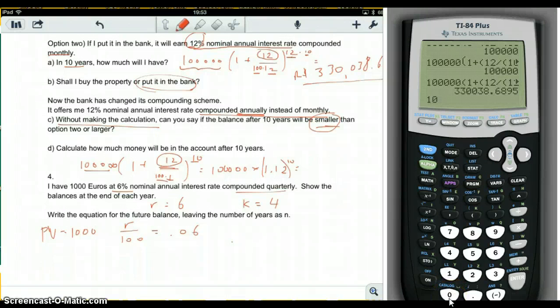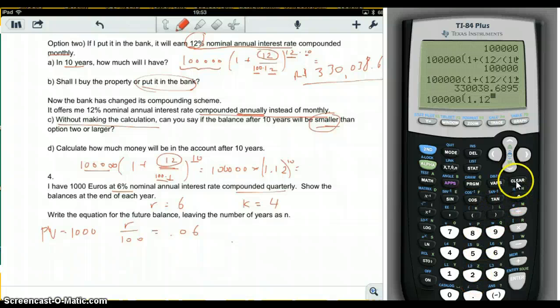100,000 times 1.12 to the 10th power. Oops. I could do that.